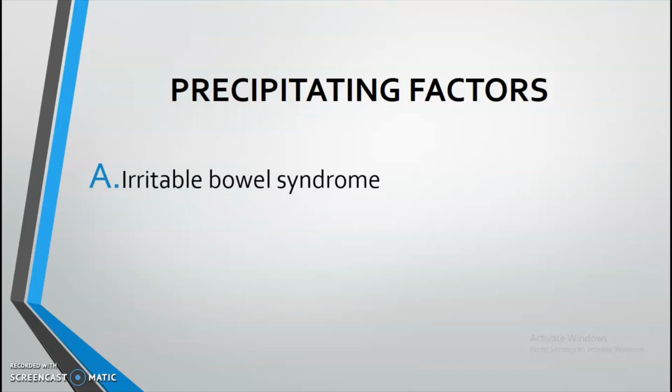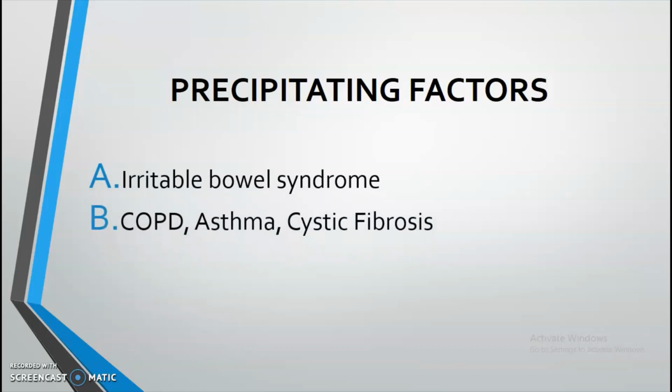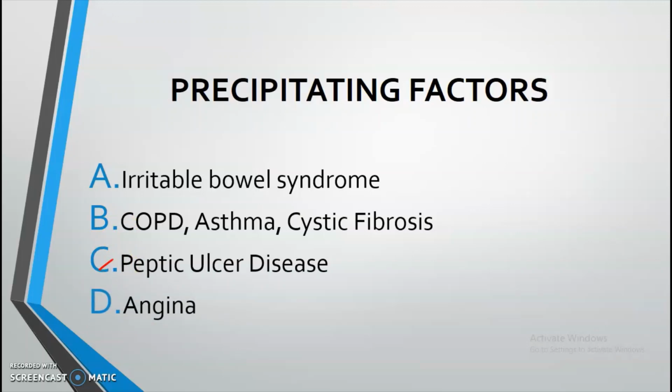We have your irritable bowel syndrome, followed by your COPD or chronic obstructive pulmonary diseases such as emphysema and bronchitis, to include your asthma and cystic fibrosis. Included din yan ang peptic ulcer. We will have a separate discussion for this one. And of course, your angina, which is a cardiac condition. So these four groups of disorders or conditions of the different systems of the body can precipitate the development of your gastroesophageal reflux.